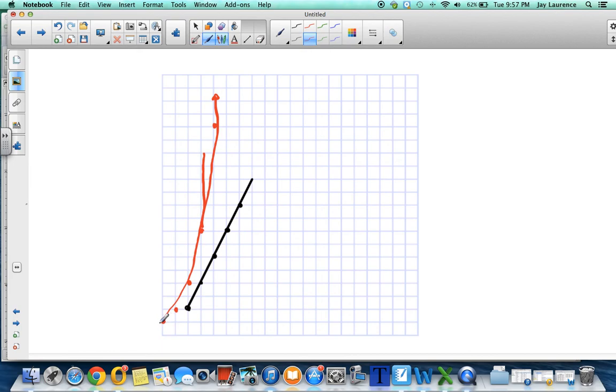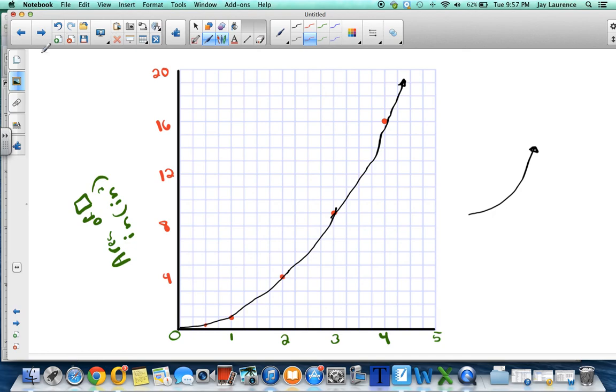If we go into the negatives, they're going to approach the x-axis, but they're never actually going to hit it. Okay, so we'll talk a little bit about that in class.